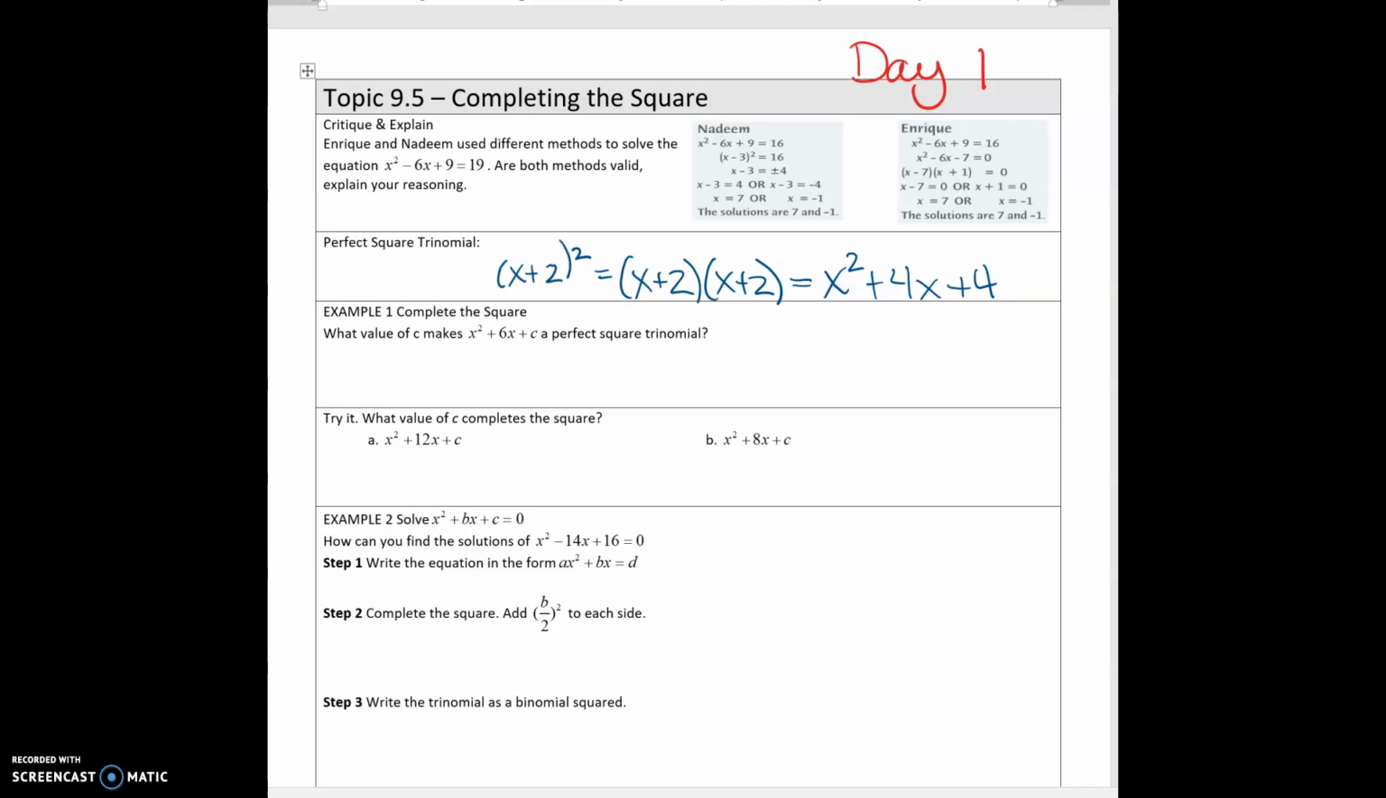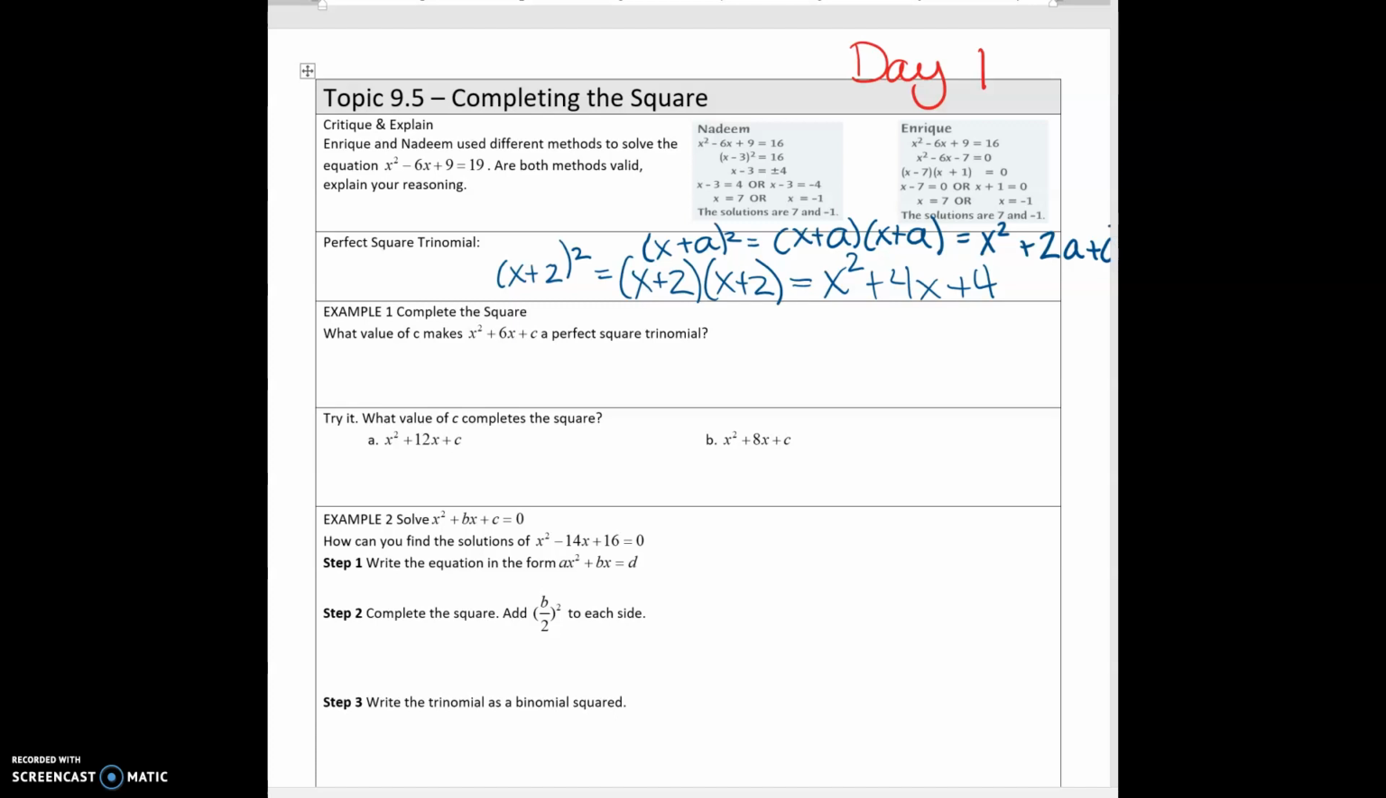So basically, if you're taking x plus any number and squaring it, that's the same as x plus a number times x plus a number. And when you FOIL it, you're going to have x squared plus 2 times that number x plus that number squared.